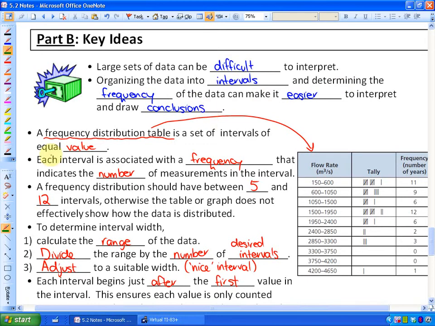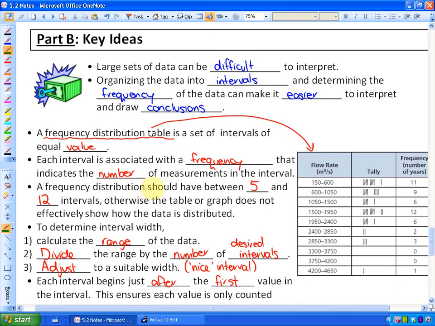A frequency distribution table, which we did in the first part of this section, so first video for 5.1, looks like this. It is a set of intervals of equal value. So in this one you can see the intervals are 450, so they're going up by 450. So the intervals have to be of equal value. Each interval is associated with a frequency, so how often they happen, that's the tally and frequency here. That indicates the number of the measurements in the interval.